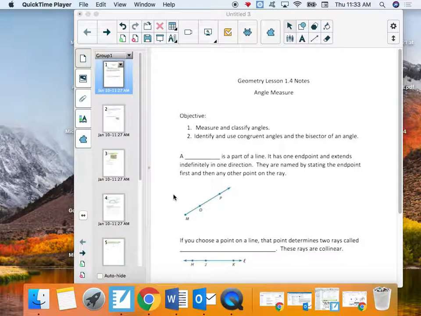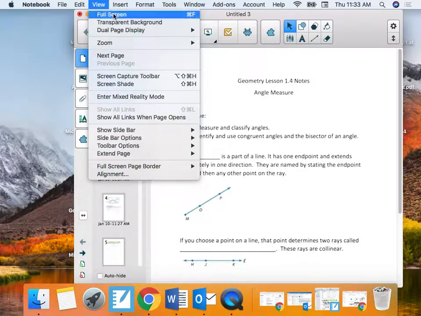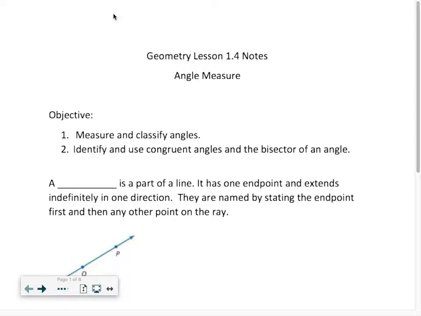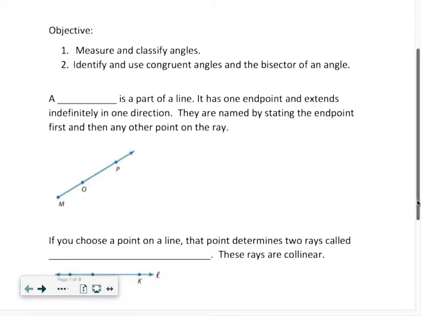Today we're going to take a look at lesson 1.4, which has to do with angle measures. Our objectives: we'll measure and classify angles, and then we'll identify and use congruent angles and the bisector of an angle.